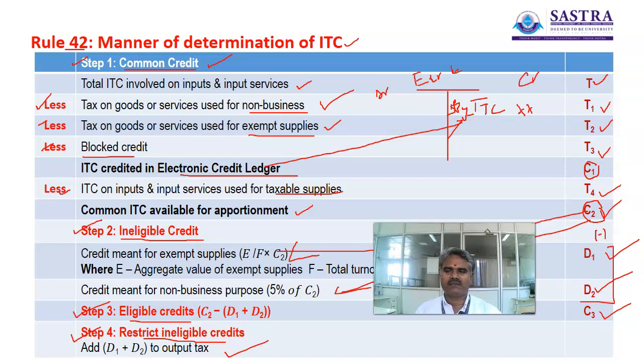It denotes total ITC is T. ITC on goods or services used for non-business T1, exempt supplies T2, blocked credit T3, taxable supplies T4. Because here we used T, C and D. In C, C1, C2, C3. In D, D1, D2.